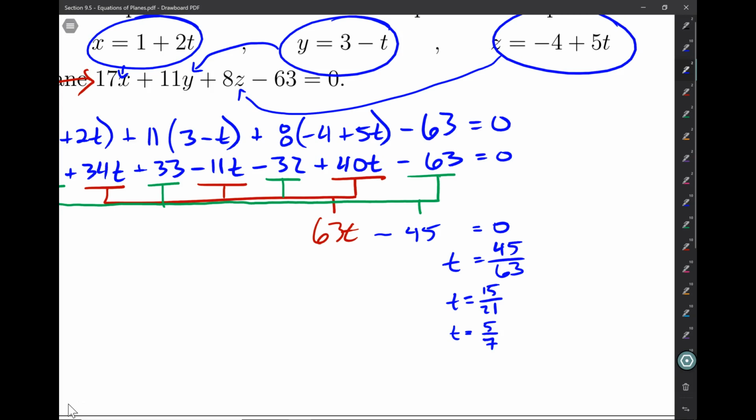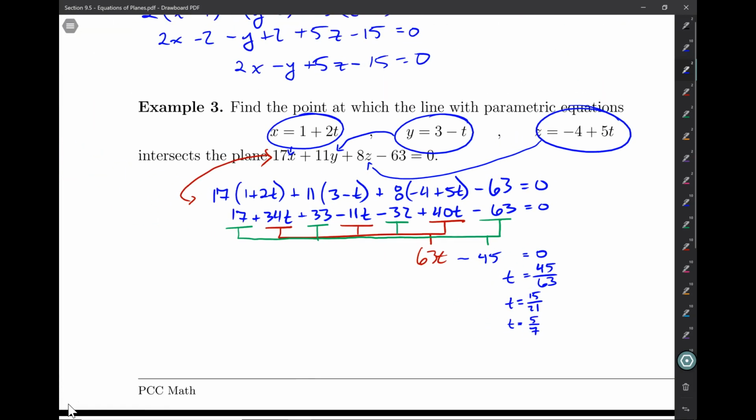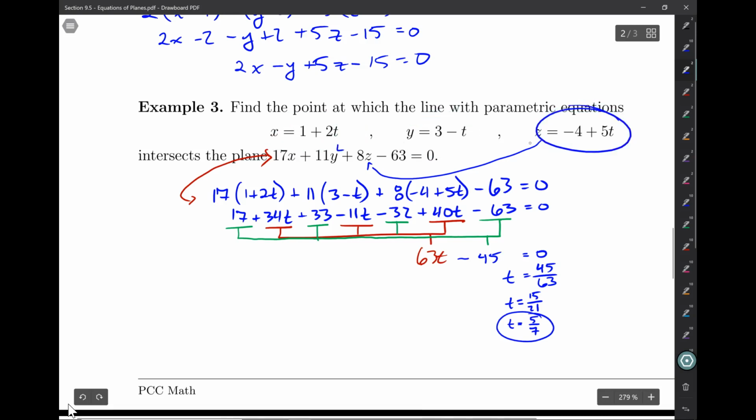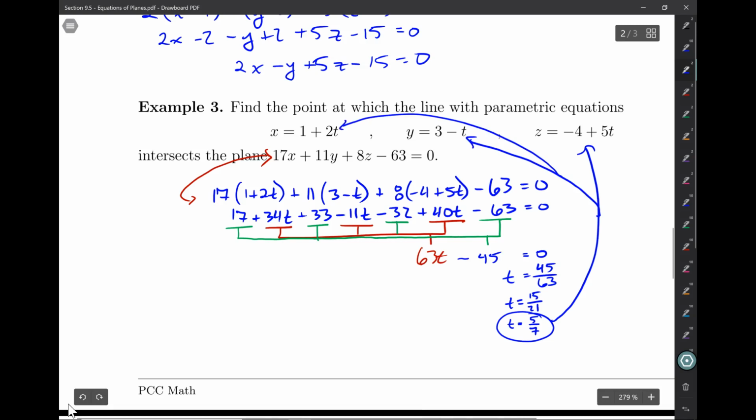Now simplifying this fraction really just makes it a lot easier when we plug this particular value back into our x, y, and z values from above. So we should be able to plug it in here, here, and here. We are looking for a point, which is an ordered triple x, y, z. X is 1 plus 2 times 5/7. Y is 3 minus 5/7. And z is -4 plus 5 times 5/7.